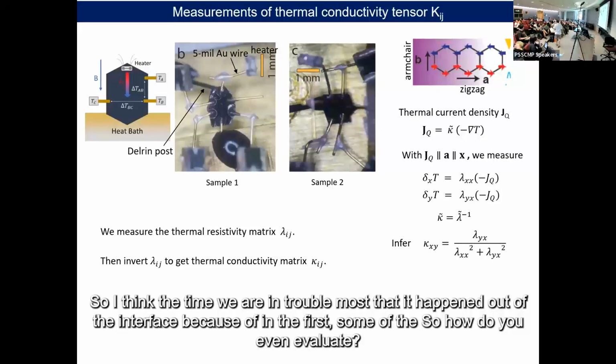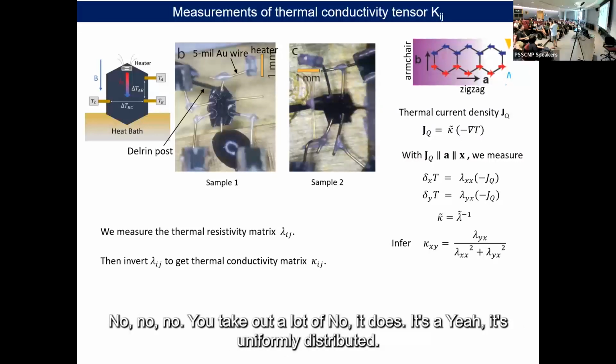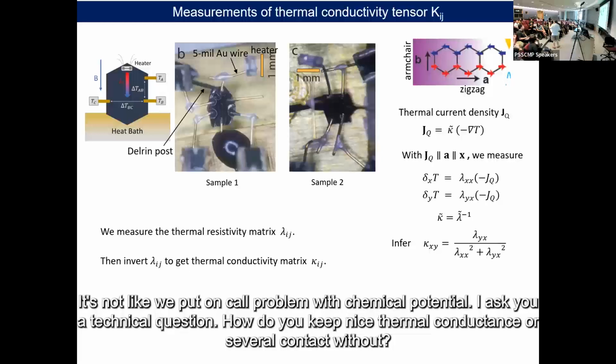So I think the temperature drop mostly happens at the interface because of the interface thermal conductance. So how do you evaluate the real temperature drop inside the central region? Sorry, what's the statement again? Temperature drop. Yeah, mostly happens at the interface, right? No. You think of the quantum Hall effect. No, it doesn't. It's uniformly distributed. It's not like the quantum Hall problem where the chemical potential immediately drops.